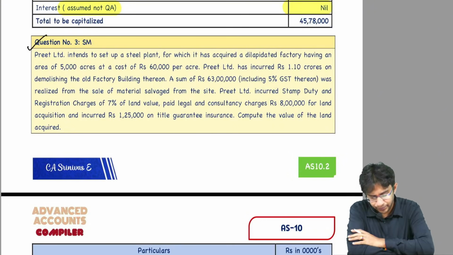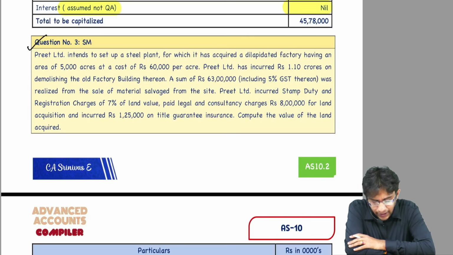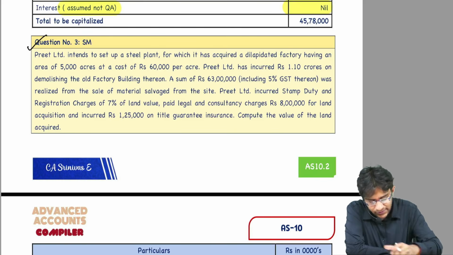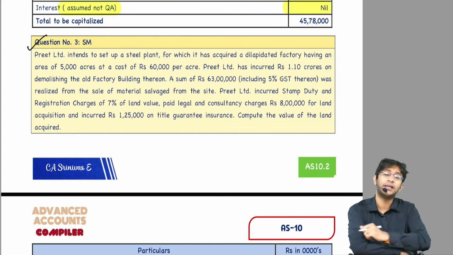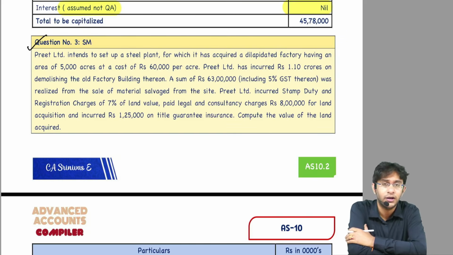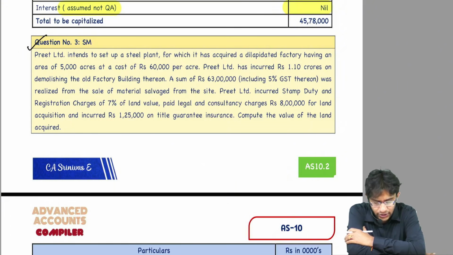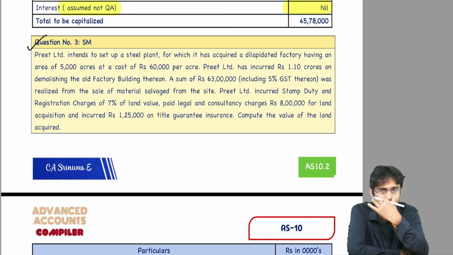Preet Limited intends to set up a steel plant for which it has acquired a dilapidated factory having an area of 5,000 acres at a cost of 60,000 rupees per acre. So you want to set up a steel manufacturing plant. For that you have acquired a land. On that land already some factory is there in a very bad condition. A factory will demolish and you will construct whatever steel plant you want.